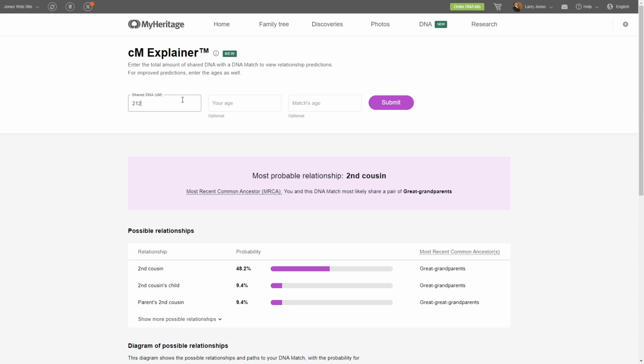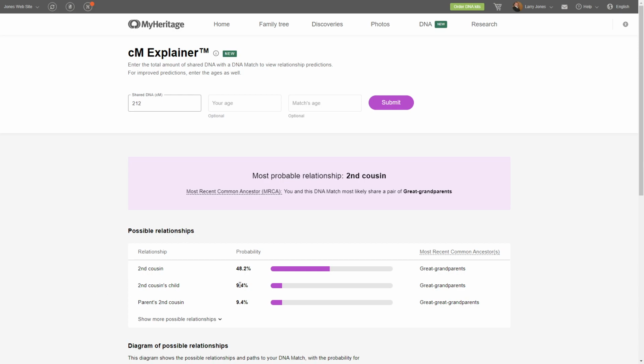And it goes even better in the simple explanation. It says most recent common ancestor, MRCA, because we use that term, and so they explain what the term is and give you the acronym. You and this DNA match most likely share a pair, it'd be 1 if it was a half, a pair of great-grandparents. Wow. It's telling you point blank, you are most likely a second cousin, and you are related through a pair of great-grandparents.